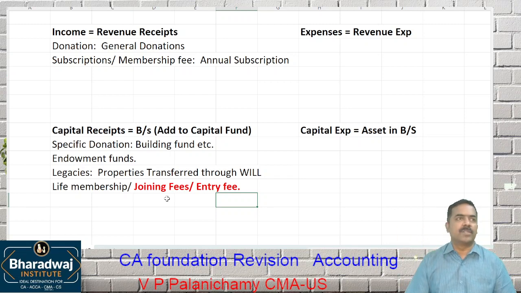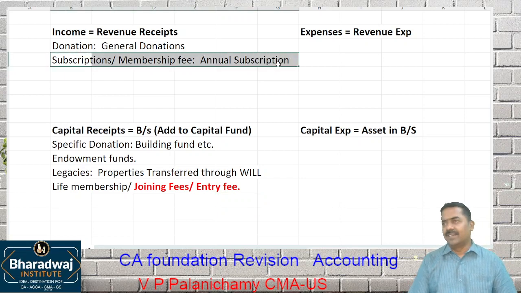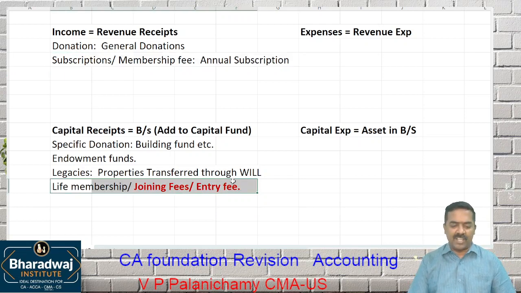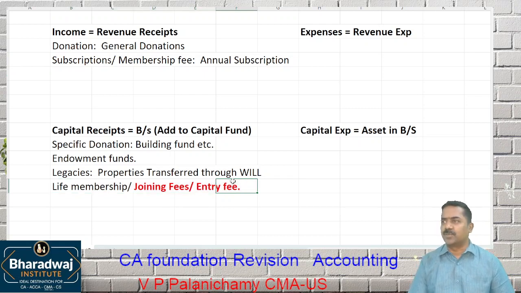The one-time joining fee, today I hope it is 8 crores. To join as a member of a golf club, you have to pay 8 crore. And every year membership fees is around 20 lakhs. The 20 lakhs collected is which one? Revenue receipt. And joining fee, entry fee, and all, it is called as which one? Capital receipt. That will be taken to capital fund.